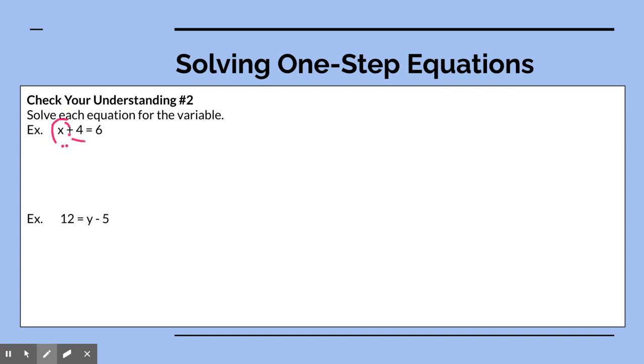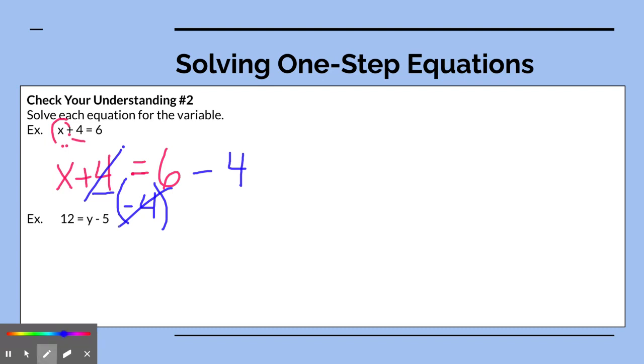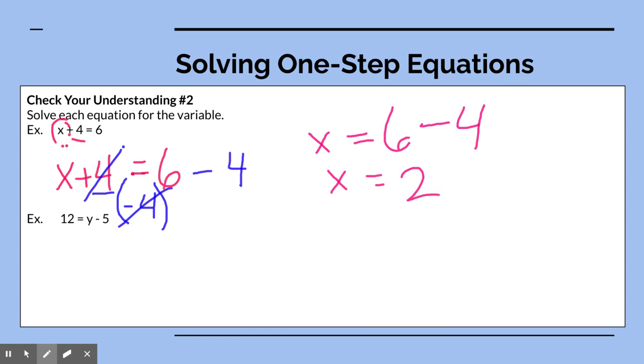Because we have a plus 4 here, we need to do the opposite of this. If it's plus 4 over here, we need to subtract 4 from both sides. This cancels out, that cancels out, and we should be left with x is equal to 6 minus 4, and then we just solve. x is equal to 2, and we have our answer.